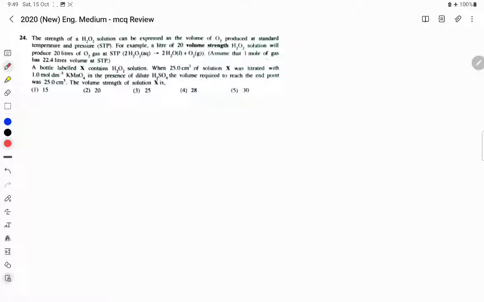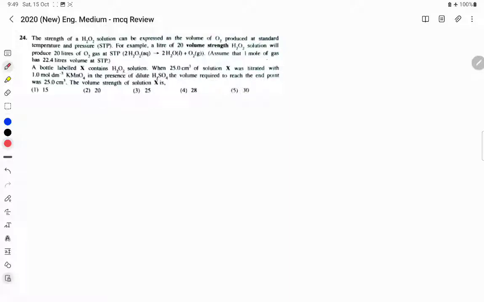A bottle labeled X contains H2O2 solution. When 25 mL of this solution X was titrated with 1 molar KMnO4 in the presence of dilute sulfuric acid, the volume required to reach the end point was 25 mL. Find the volume strength of solution X.